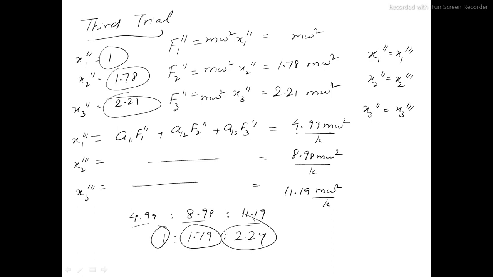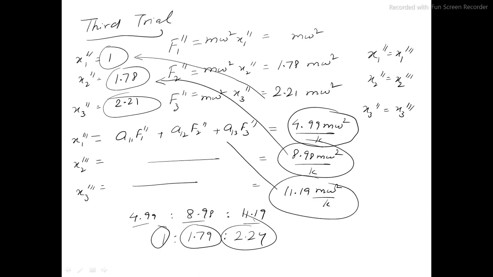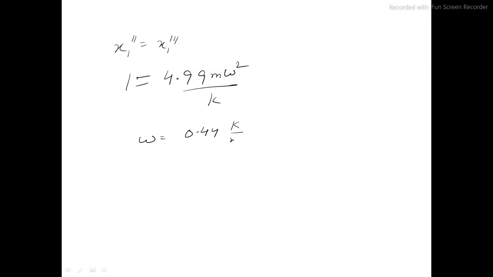So you can equate this as 1, this as 1, this as 1.78, and this as 2.21. With any of the equations you can calculate omega, which is your target value, the natural frequency. So we will calculate omega by equating x1 double dash to x1 triple dash. x1 double dash is 1 and we are equating it with 4.99 m omega square by k. After calculation we will get omega as 0.44 root of k by m radian per second. So that would be your answer.